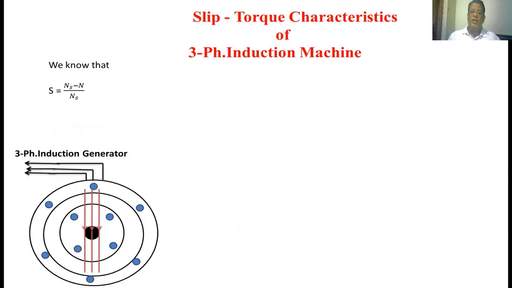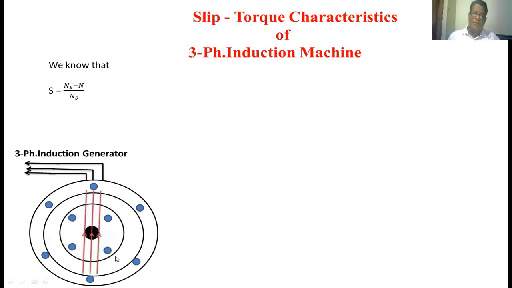Now we are going to see the slip torque characteristics of a three-phase induction machine. Whenever we say machine, we can operate that machine as a motor as well as a generator. Just now we have seen the characteristics of a three-phase induction motor, where the slip lies between 0 and 1. We are giving electrical input to the machine, so this machine converts the electrical input to the mechanical output, which is available at the shaft.